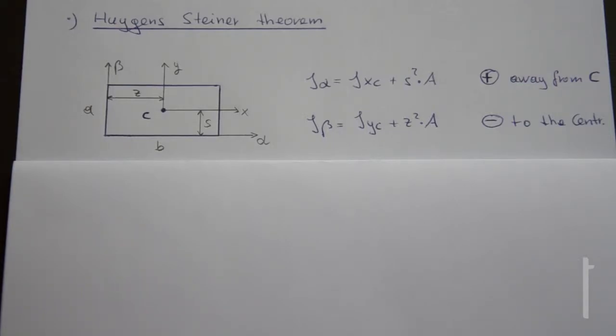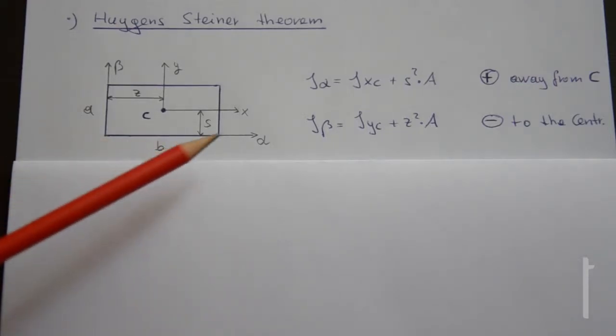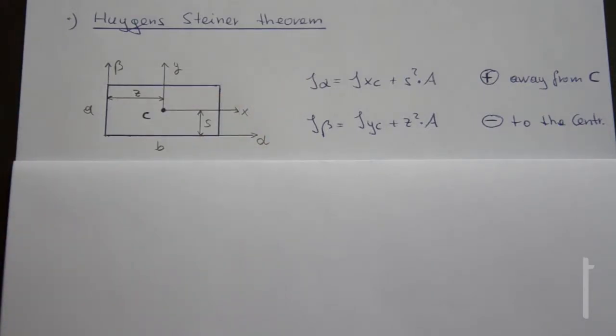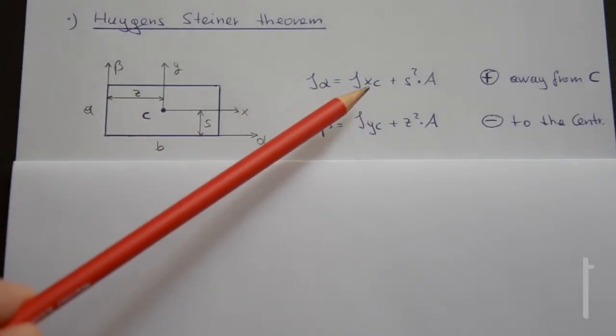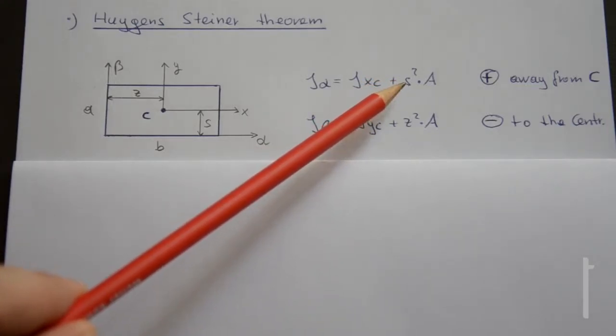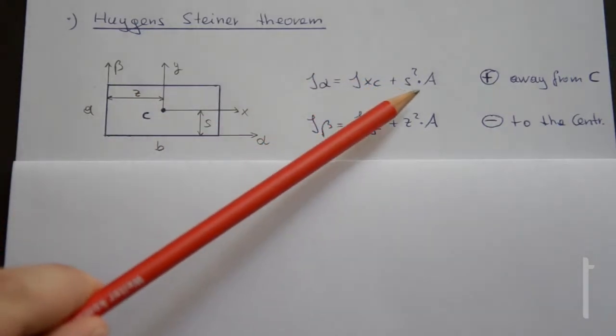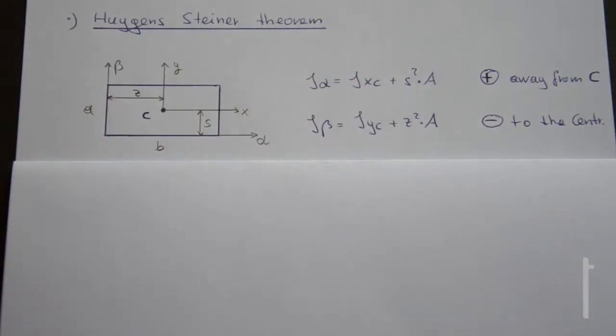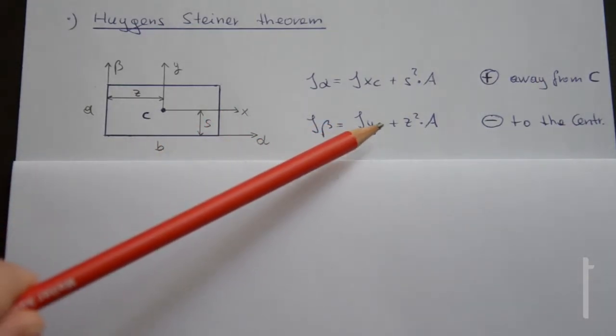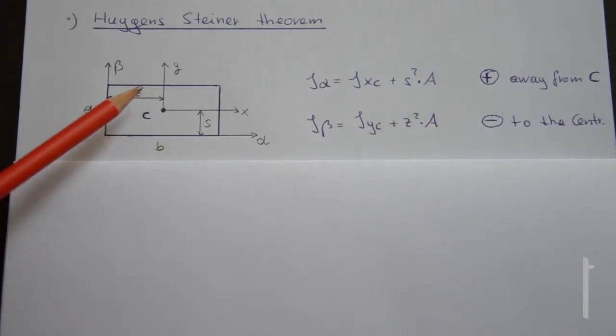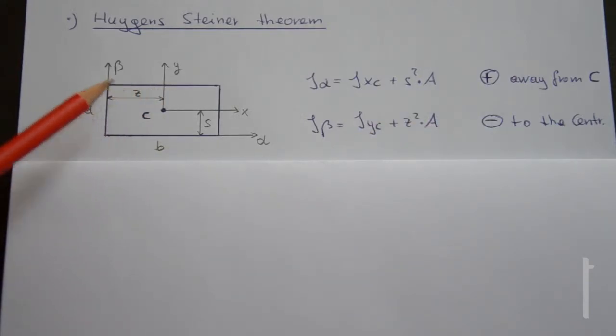Now, what does it mean? So, the axial area moment of inertia concerning the alpha axis equals the moment of inertia concerning an axis through the centroid, which is parallel to the alpha axis, so this is the Jxc, plus s squared, which is the distance between the two parallel axes, multiplied by the entire area of the rectangle. And it is corresponding for beta as well, so J beta is Jyc plus z squared times A, and z is the distance again between the two parallel axes.